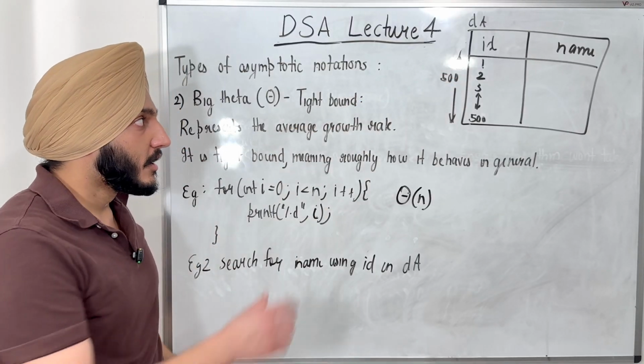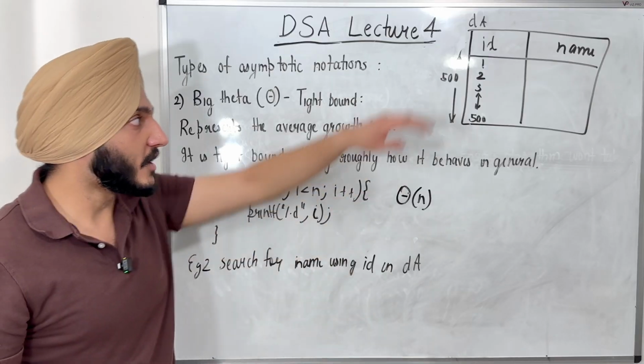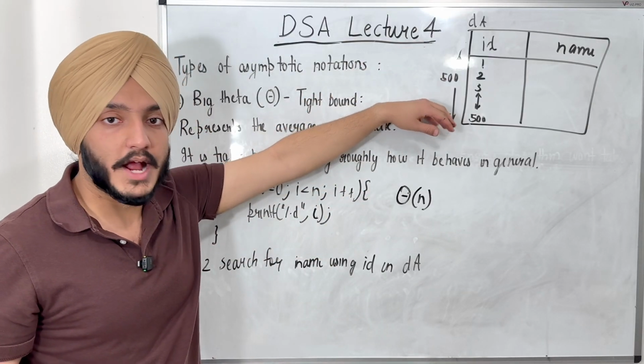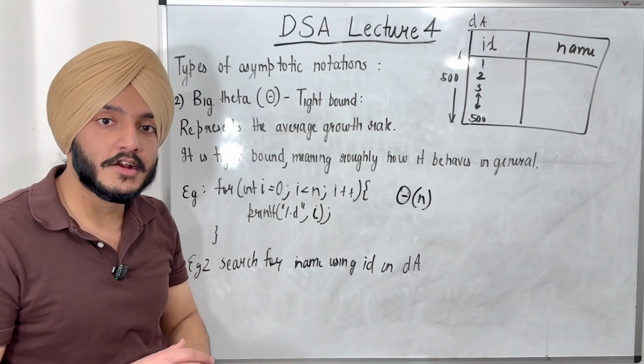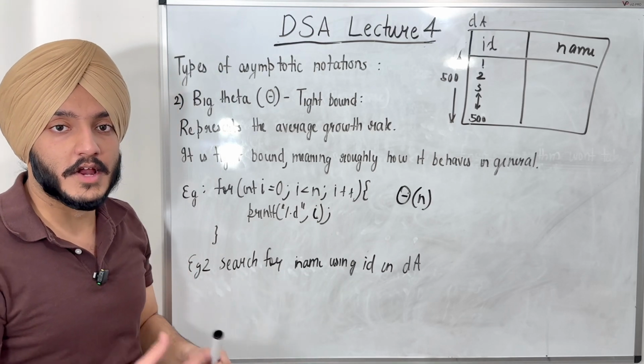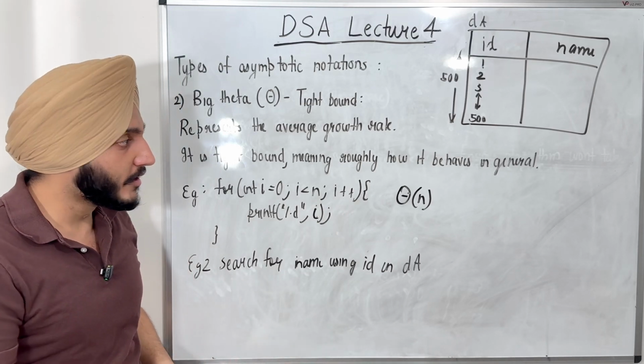Once again, I will have a for loop. I'm going to start with 1 and go to 500. I could search any names, but on average, how many operations is it actually taking? So pause the video and try to figure it out.